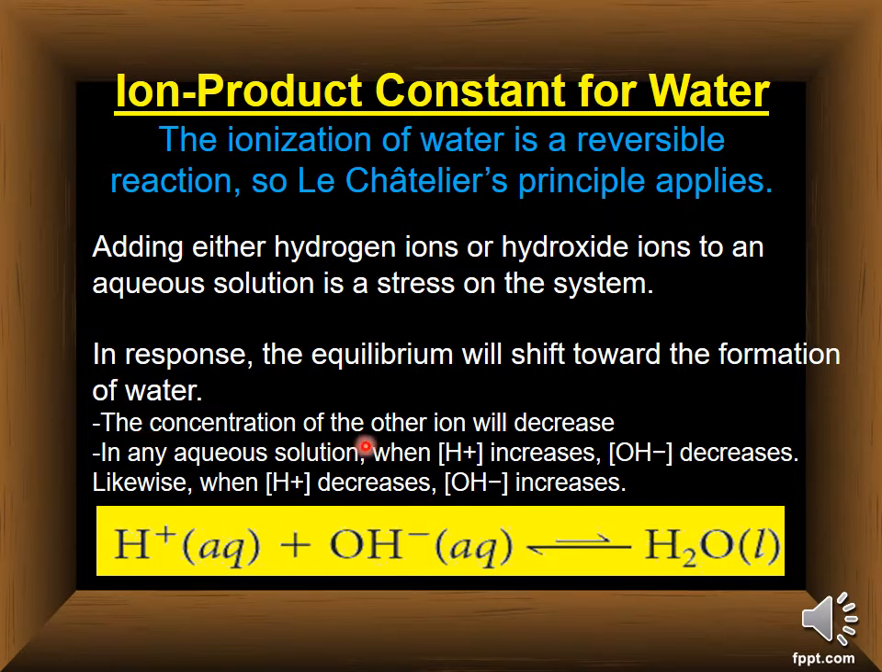The concentration of the other ion will decrease. In any aqueous solution, when the hydrogen ion increases, OH is going to decrease. Likewise, when the H positive ion decreases, the OH ion is going to increase. Okay, in the water, especially for the aqueous solution.